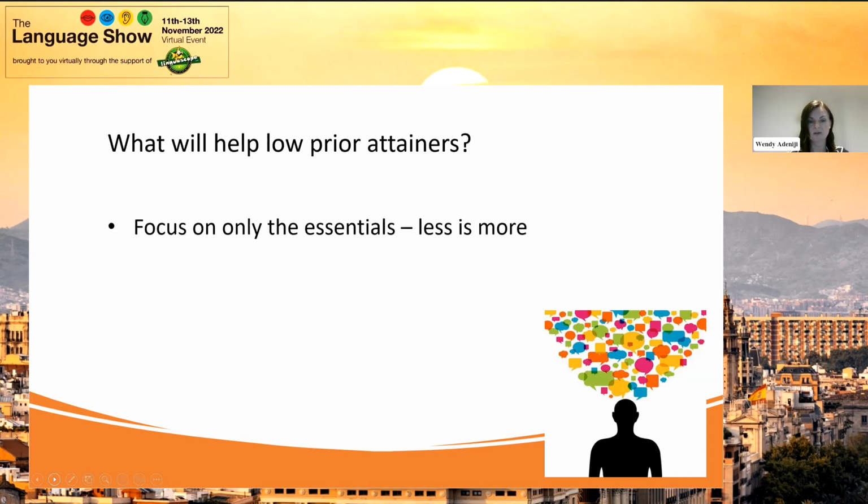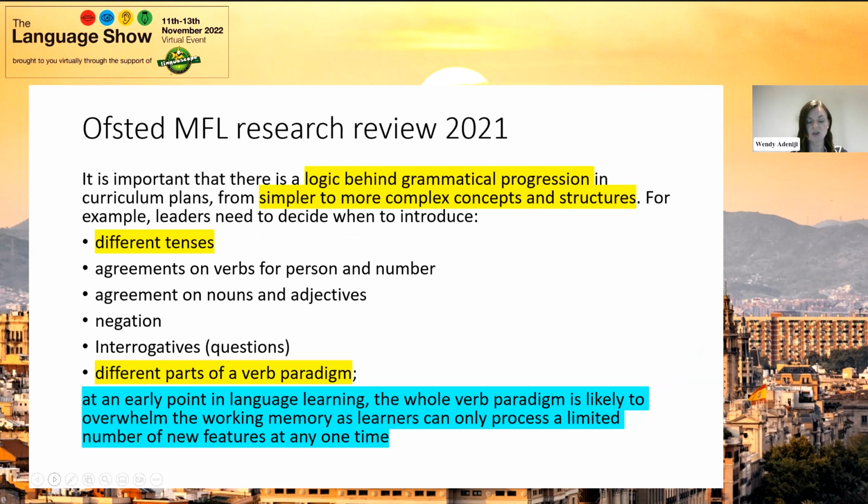So what else will help? Oh, we've just looked at these. So I also wanted to touch on the Ofsted MFL research review before I show you some practical examples. And I've taken verbatim some comments from that review. And I think it's very sensible. It talks about how there should be logic behind grammatical progression from simpler to more complex concepts and structures. That's, I'm sure, not a surprise to you, but that is written in black and white. And it gives examples, for example, different tenses. So we should probably think carefully about which tenses we teach and in what order.